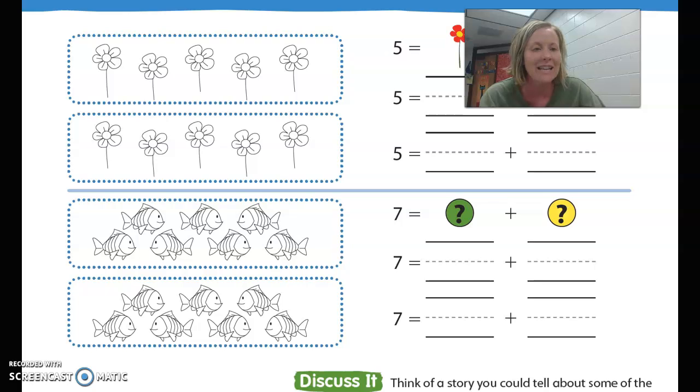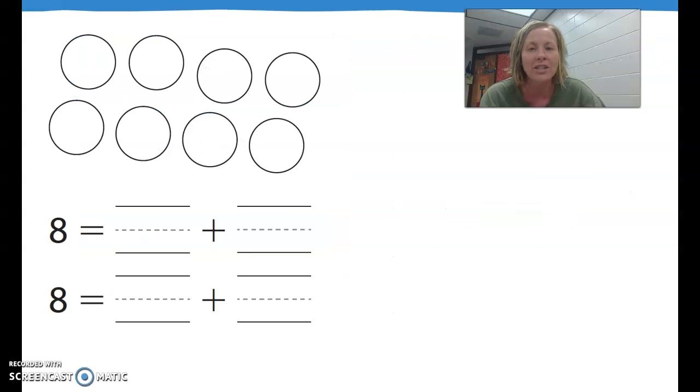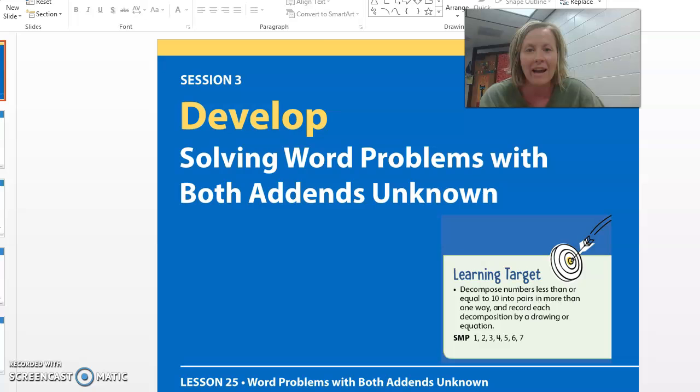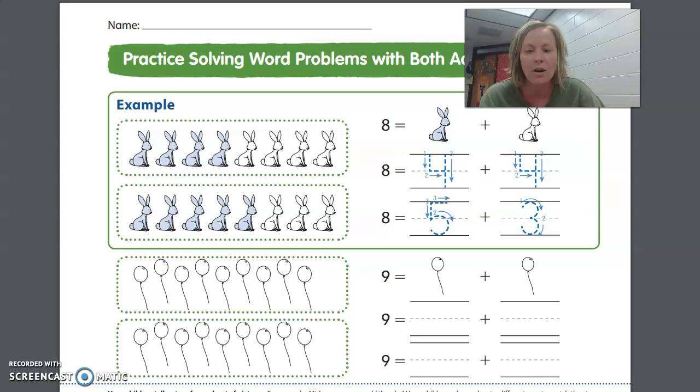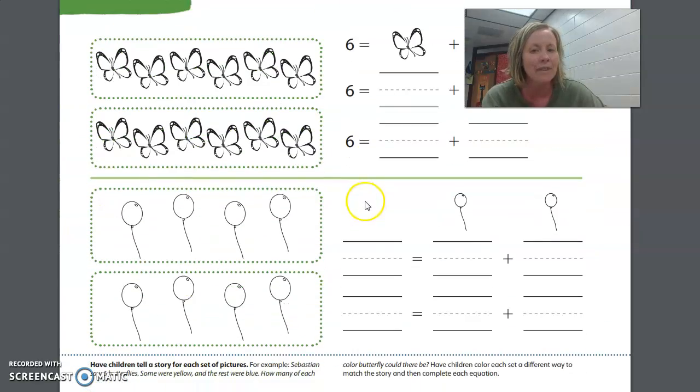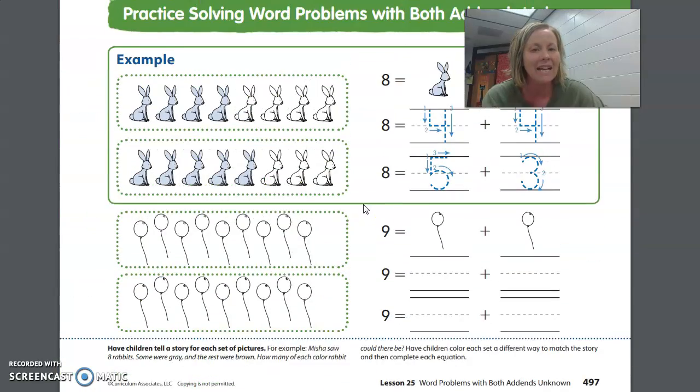All right, now you are going to find your workbook pages. So you have this page and this page. And you're going to do just what we did. So you're going to do the balloons. You're going to color some one color, some the other color, and then write down your number sentence. Boys and girls, you have those 2 pages to do. Can you complete those and then have somebody at your house check them for me?